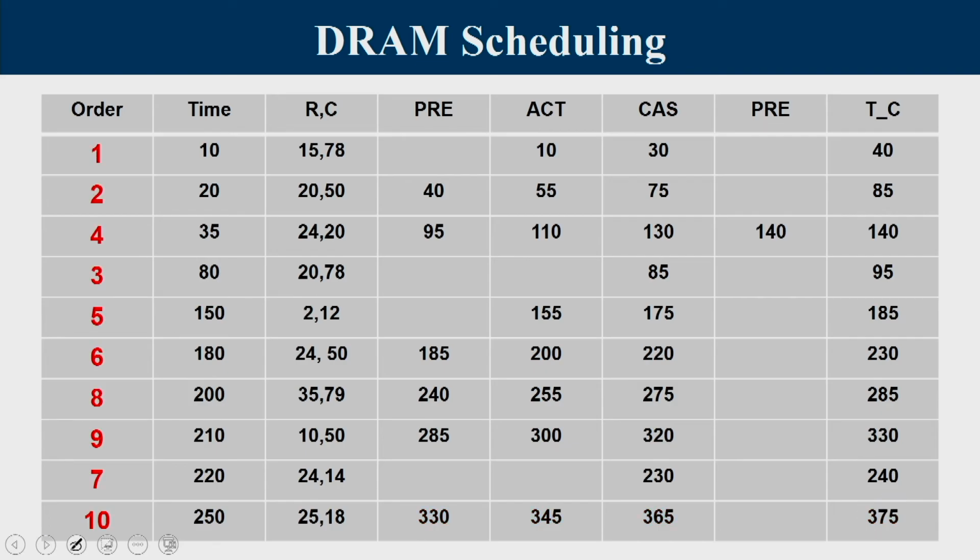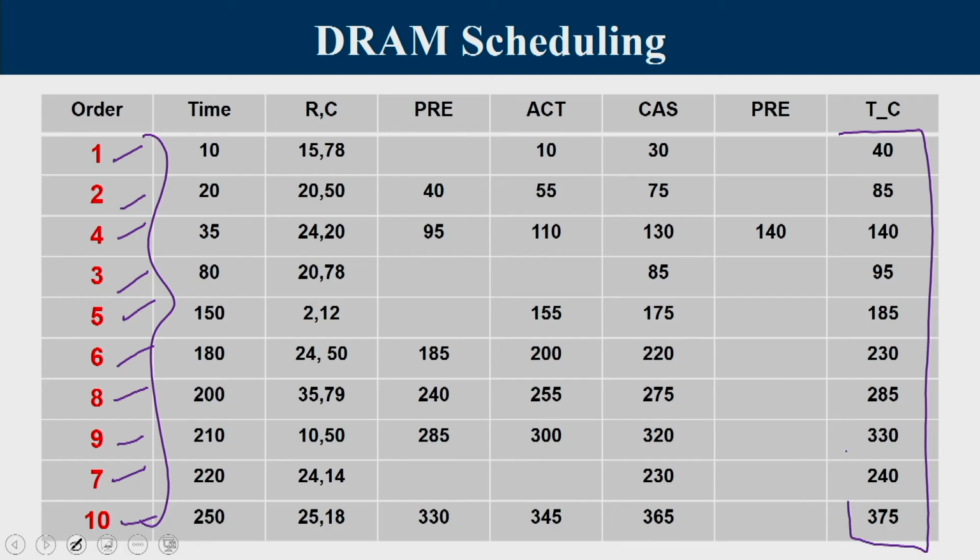Now it has been asked what is the order in which it has been serviced. 1, 2, 3, 4, 5, 6, 7, 8, 9 and 10. This is the order in which the requests are getting serviced, and these are the clock cycles in which the DRAM controller receives the data, and these are the times at which pre-charge, ACT and cache everything is done.